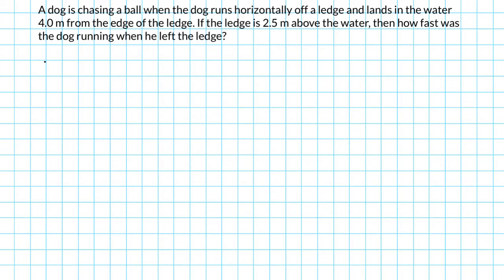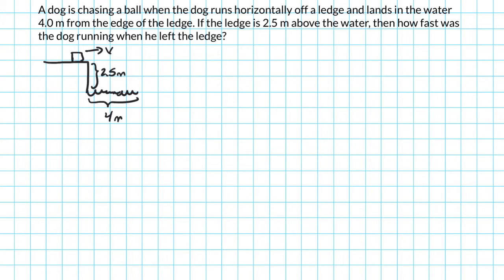So let's see, I'll start with my ledge and then my water. This is not drawn to scale or drawn all that well. Here is my dog, nice and simple, running with some velocity, and that's what I want to figure out. I know that the height above the water was 2.5 meters, and I know the range distance is 4 meters. Okay, so that's what I know. Now, let's see what else I know. Let's start with the list of givens.